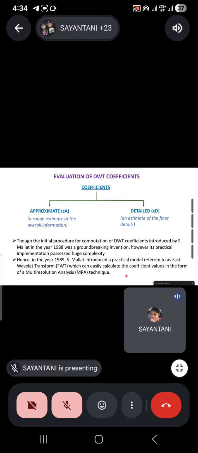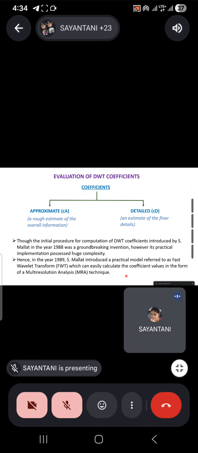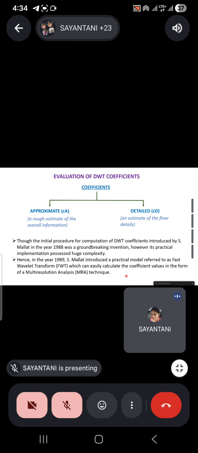Now, in 1988, S. Mallat, a professor, introduced another concept based on the discrete wavelet transform, which is referred to as the fast wavelet transform. The fast wavelet transform is a more computationally fast version of the discrete wavelet transform. You do not have to deal with any kind of redundancy, and the computational complexity is also very low. To make the computation much faster and easier, Mallat introduced this concept.